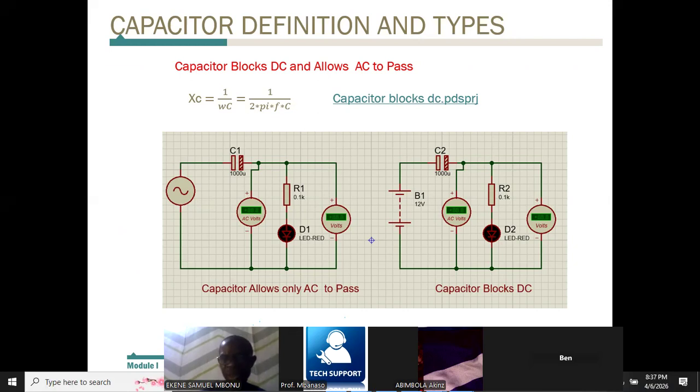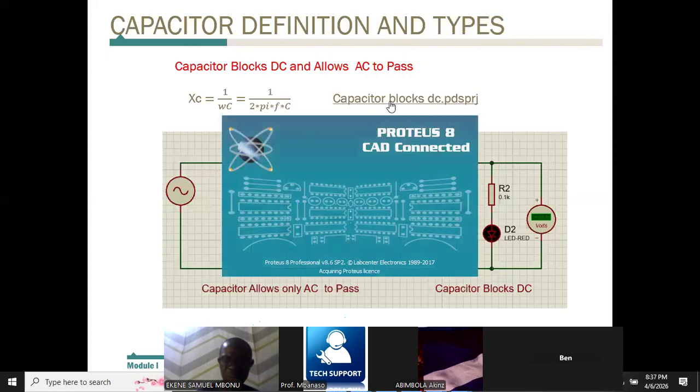These are not the things you cram. These are the things you know by understanding. Let's simulate these two circuits so that we can see what it's all about. I mean, when we say that capacitor blocks AC, I mean blocks DC.